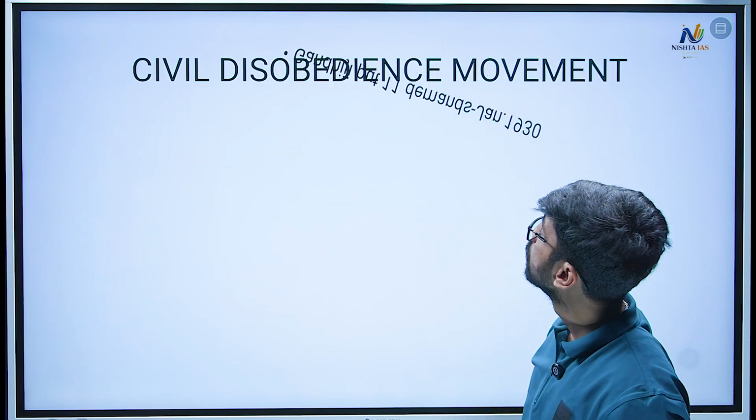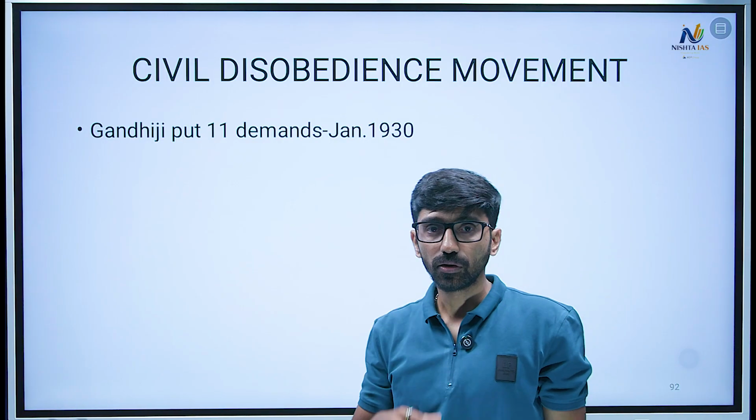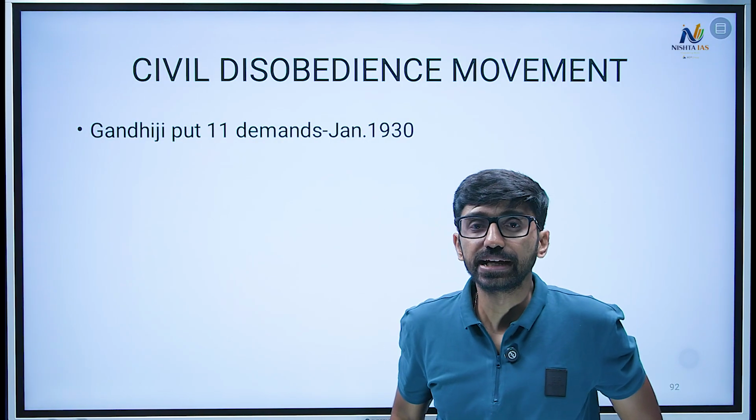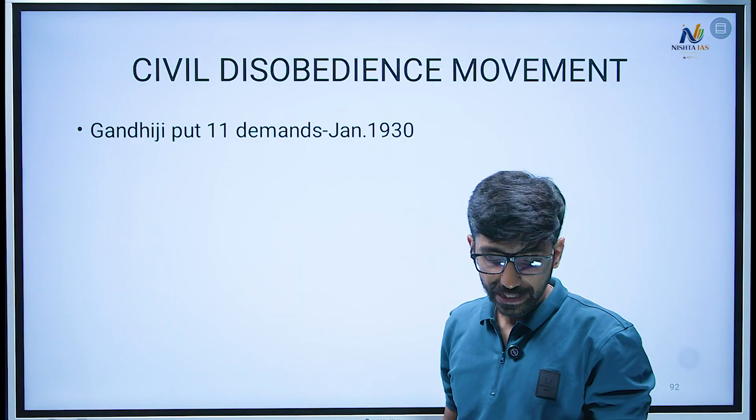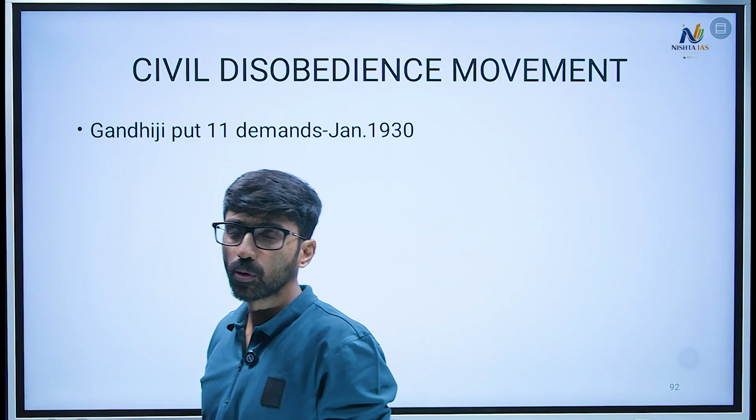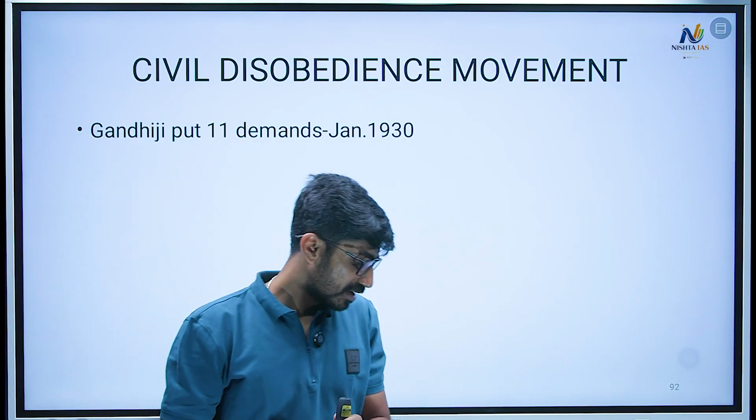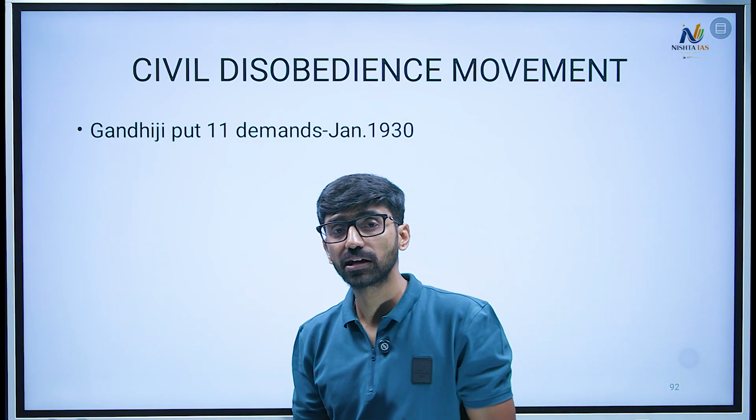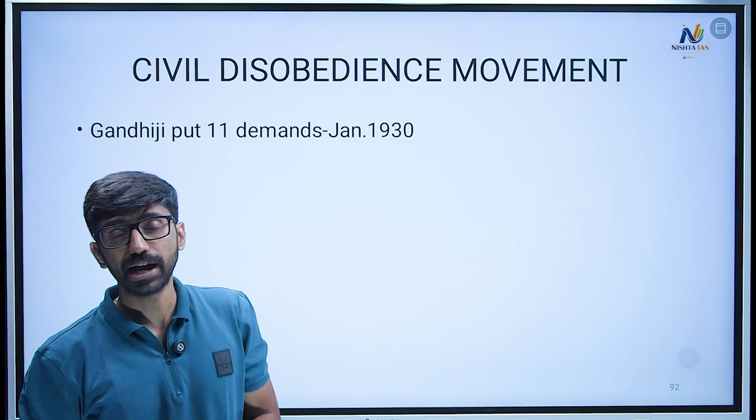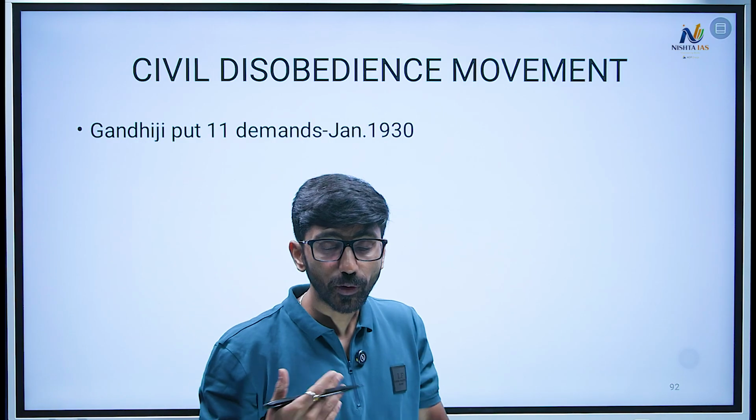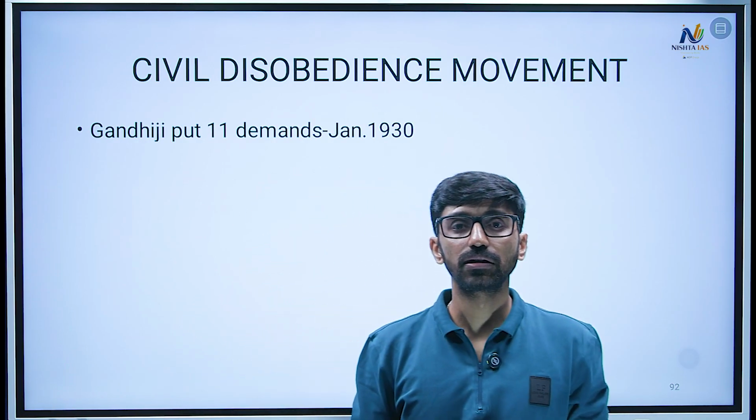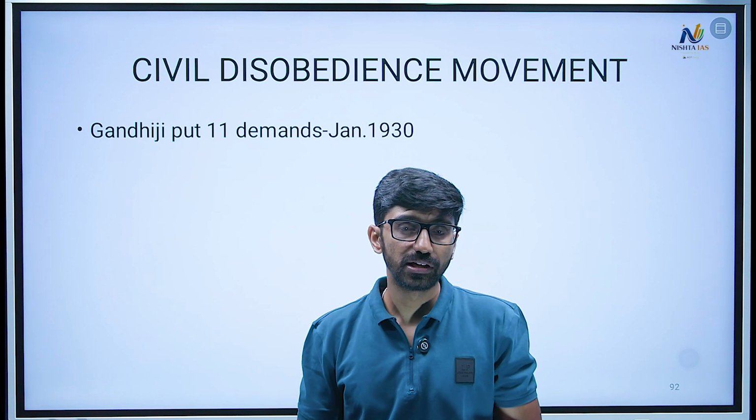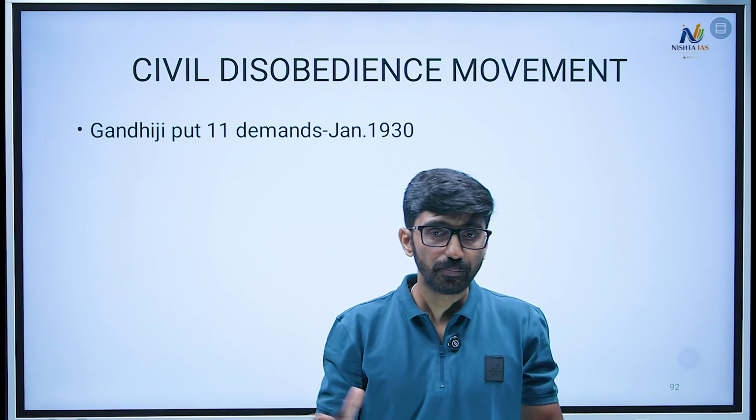Now, how was civil disobedience started? Gandhi put 11 demands in front of the Britishers to unite the entire country in January 1930, because of the previous progression: the Lahore session had declared complete independence, before that the Simon Commission had come, and the death of Lala Lajpat Rai had happened. Now there is new political energy in the country, and he wanted to utilize that new energy and bring all the people together.